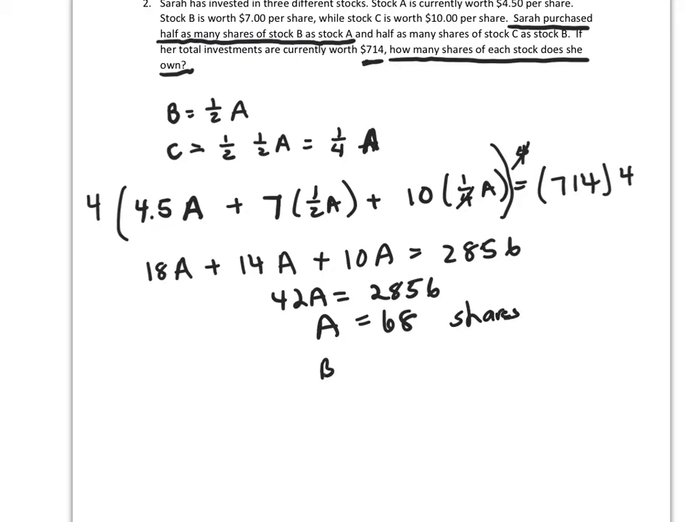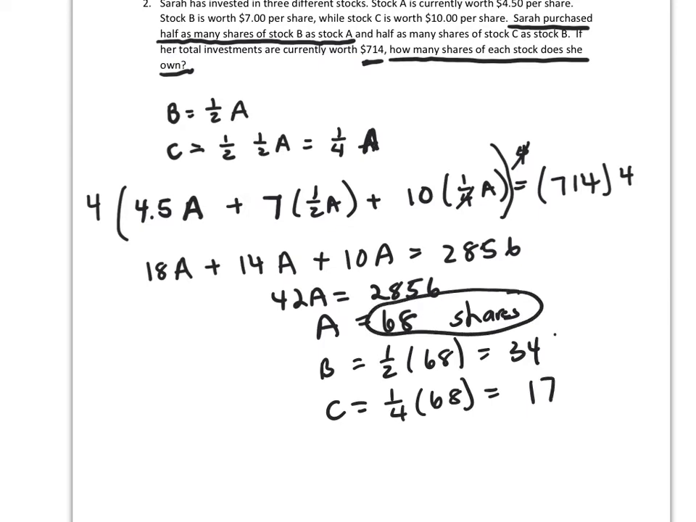And then B is 1/2 A, or 1/2 times 68, and that's 34 shares of stock B. And C is 1/4 times A, which is 1/4 times 68, and that's 17. So 68 shares, 34 shares, 17 shares.